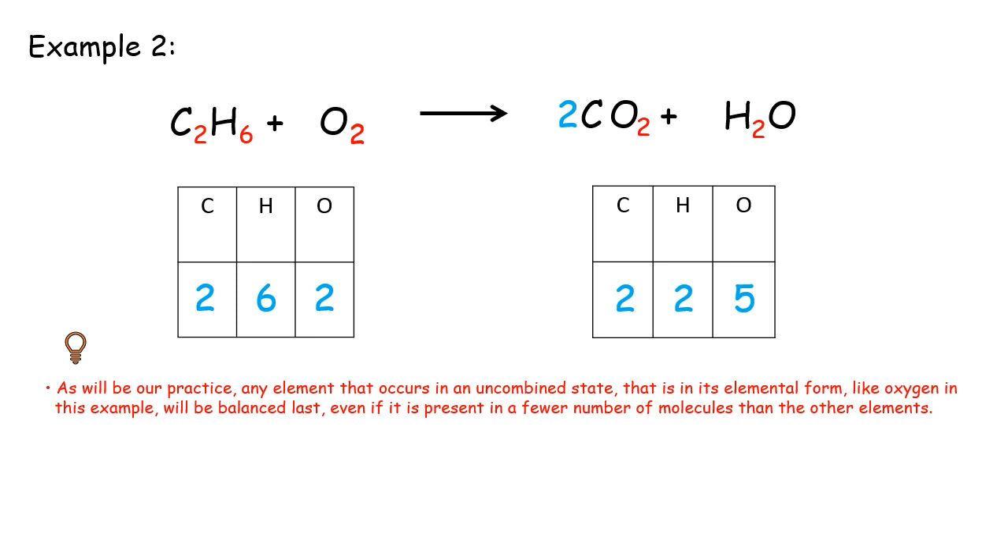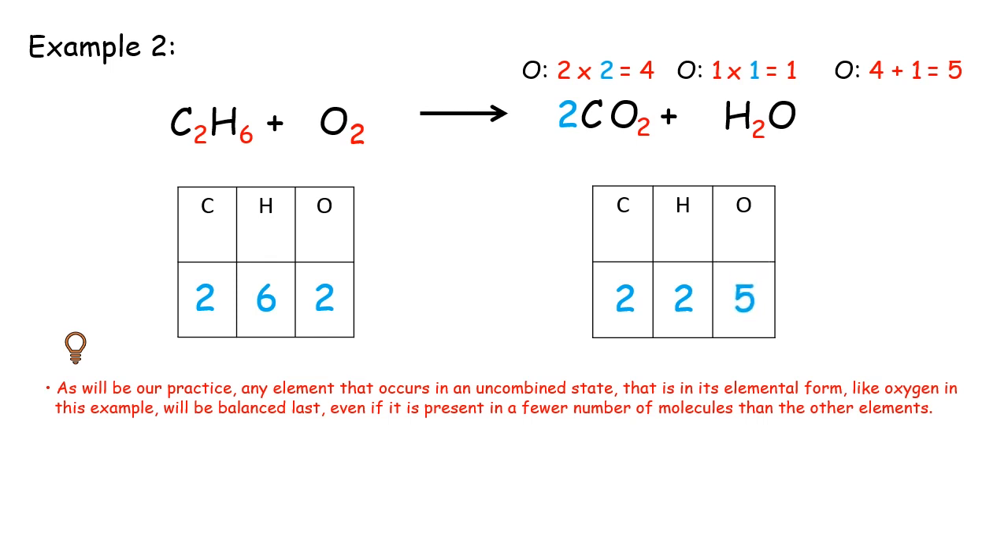We got this number by first multiplying the subscript of oxygen in carbon dioxide, which is 2, by its coefficient, to give us a count of 4 oxygen atoms. Then we multiplied the subscript of oxygen in water, which is 1, with its coefficient, to give us 1. Adding the numbers 4 and 1 gives us a total count of 5 oxygen atoms.